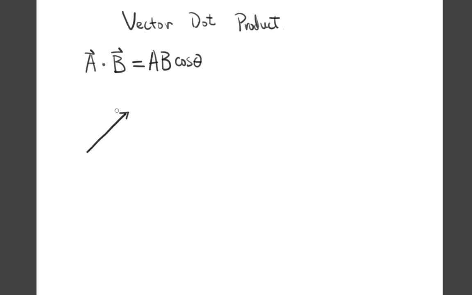So here is the pictorial representation. We have vector A and vector B. Let's put their tails together, and the angle between them is theta. So let's understand this result. We don't have any arrow here anymore in the result. So that means that the result of a dot product between two vectors is a scalar.